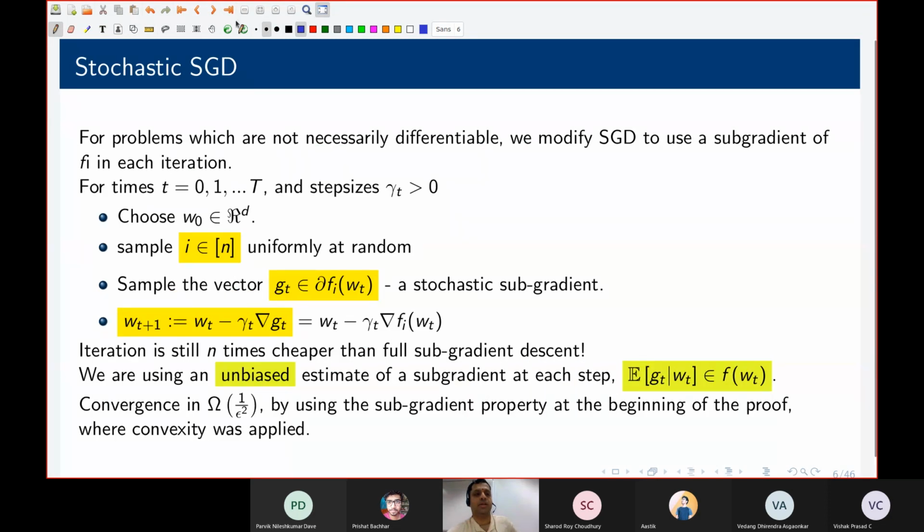You can also do subgradient; I think that goes without saying. Subgradient can always replace gradient, implementation wise. But what is the implication of this for mini batch? Earlier we were just sampling i in n uniformly at random, so each iteration is n times cheaper than the full subgradient descent. This is again for stochastic, where we use an unbiased estimate of the subgradient at each step. This gives you convergence in order 1 by epsilon square.